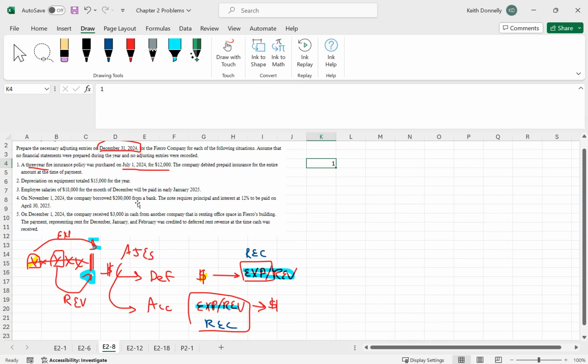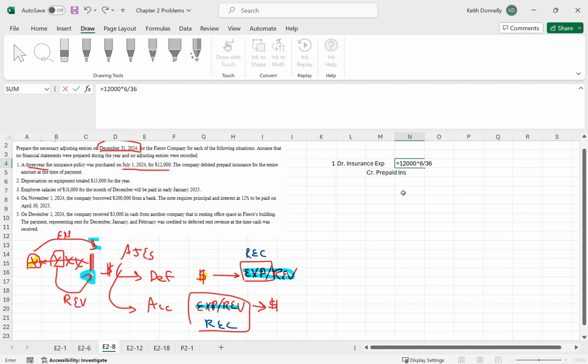First off, for one, we need to know the journal entry. Okay, so we're going to do debit insurance expense and credit prepaid insurance. But the question becomes for how much, right? Well, if you think about it, we bought it for $12,000, and we used 6 out of the 36 months. It's a 3-year policy, right?